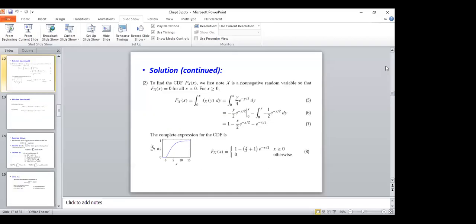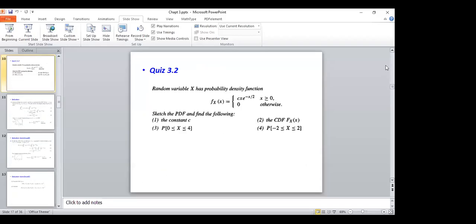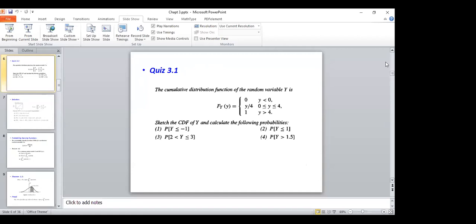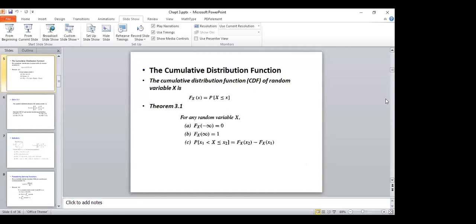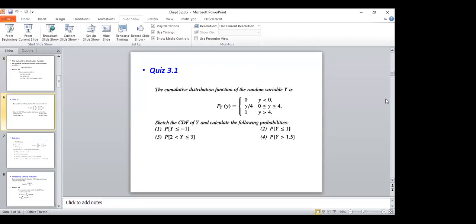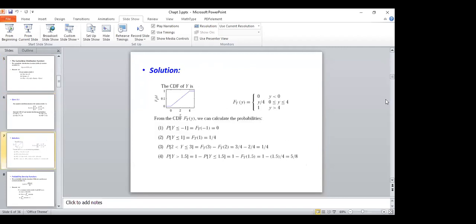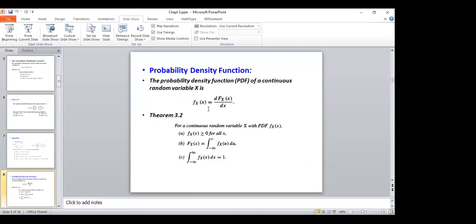We were in this one. I think we have solved it, isn't it? In the last class, we solved it. We were talking about CDF, and then we solved quiz 3.1. We have already solved it. Have we started the PDF? No, sir.